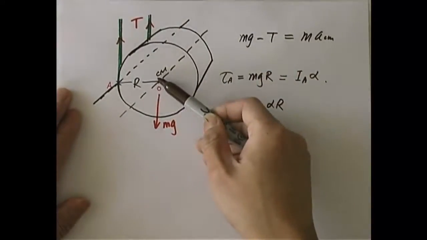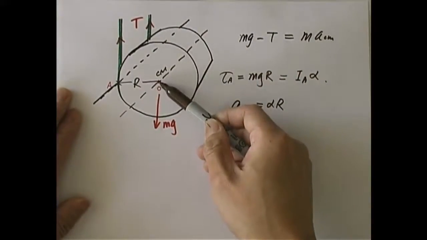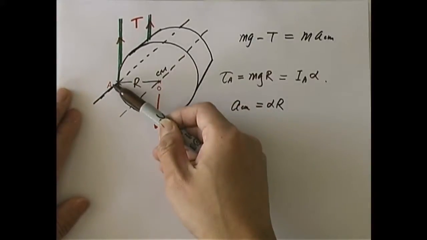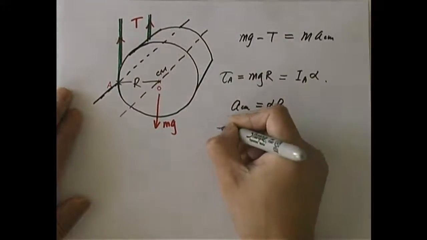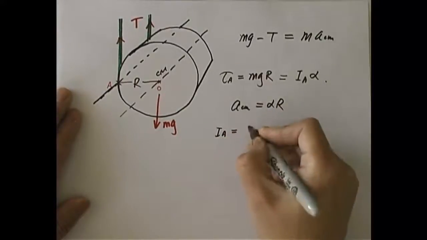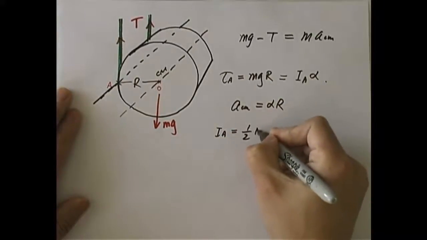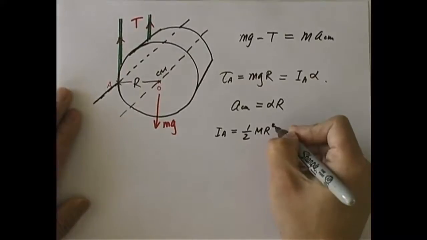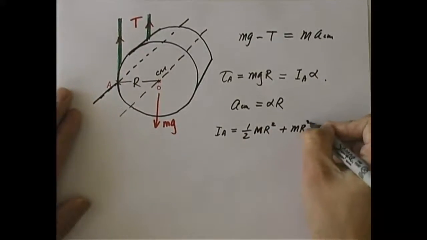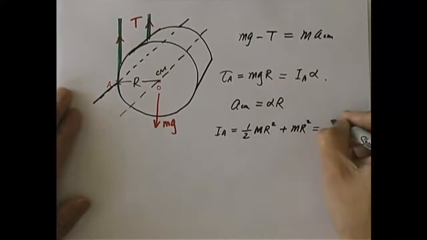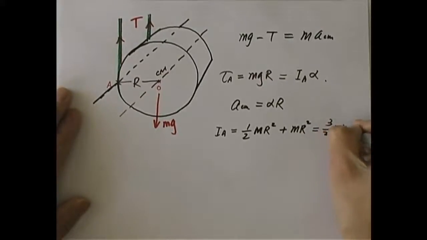Well, these two are parallel axes, right? So the answer here is ICM, which is 1/2 mr squared. What about the answer there? I must add another mr squared. R is the distance between the two axes, remember? So IA is equal to 1/2 mr squared, that's rotational inertia about the center of mass, plus another mr squared. That is 3/2 mr squared.